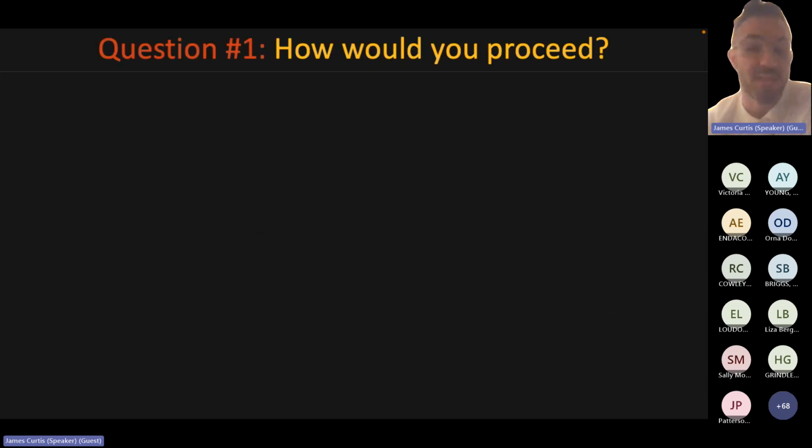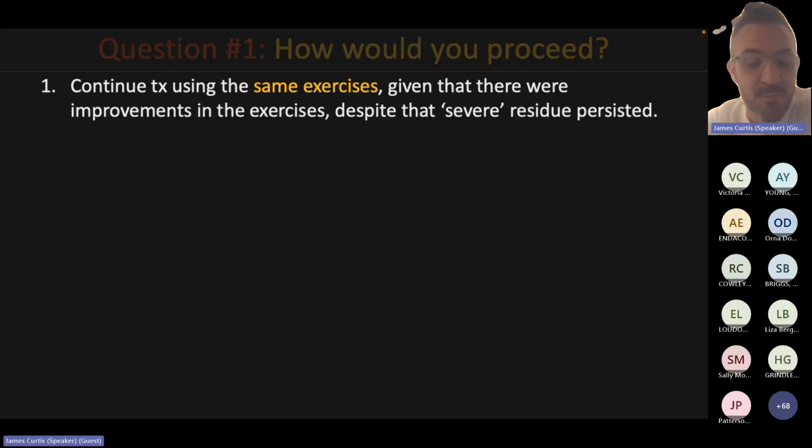How would you then proceed in clinical decision making with the patient? Would you counsel the patient, chat with them, and talk about maybe continuing treatment using the same exercises, because she improved with the exercises, despite the fact that we're still seeing severe amounts of residue?